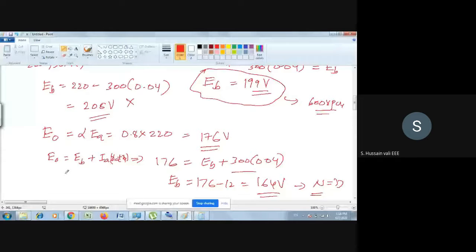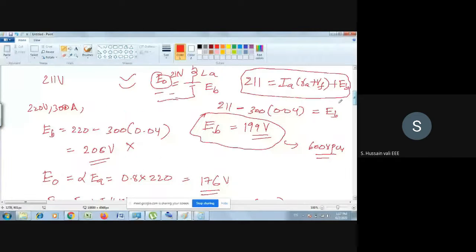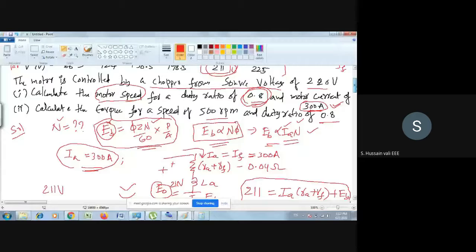So the question is here: at alpha equal to 0.8, what is E naught we got? We got 164. So at this 164 E naught, from that you will get EB. So at this EB, what is the speed he is asking? At one speed we know already, that is 600 rpm. What is the EB we got? 190 volts. How did we get 190 volts here? Because from the magnetization characteristics data, he said that it is 600 rpm. So we got this. Okay.